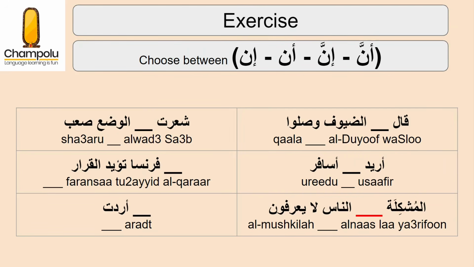Now let's do some exercises. I will not solve them here, but I will expect you to do so in the comments or on your own so that you can make sure that you understood the differences between these. If you need more exercises, please let me know. If you have any questions about this, also please let me know. So something like قال, are we using أن or إن? الضيوف وصلوا. So now you try to figure it out.